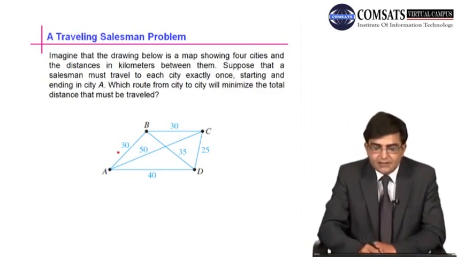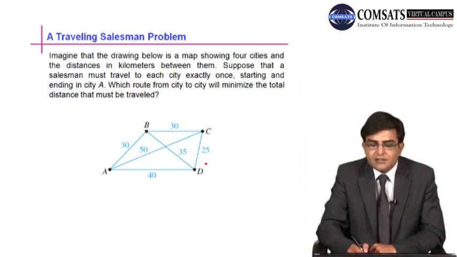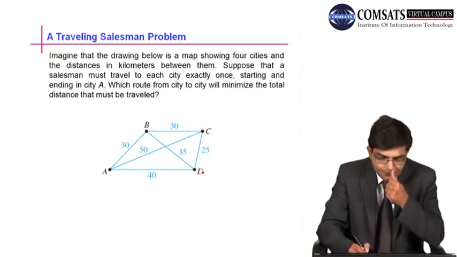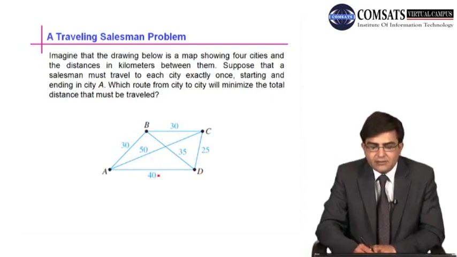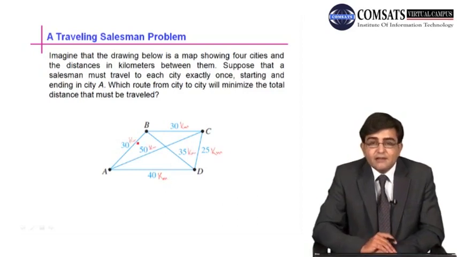So here, from A to B there is a 30-kilometer distance, from B to C 30, from C to D 25, and from B to D, or D to B, there's 25 kilometers, and these are all given in kilometers. Suppose that a salesman must travel to each city exactly once, starting and ending in city A. Which route from city to city will minimize the total distance that must be traveled?